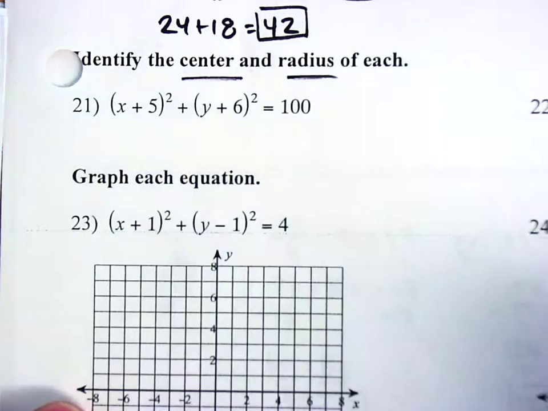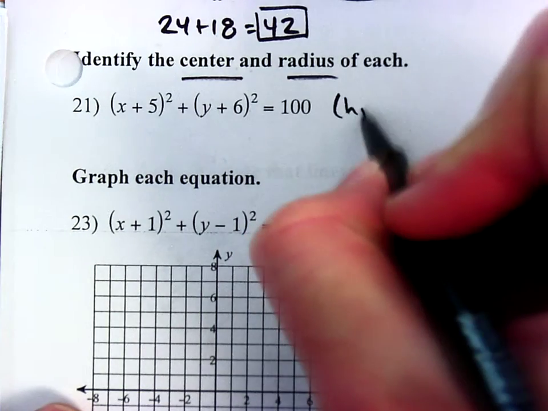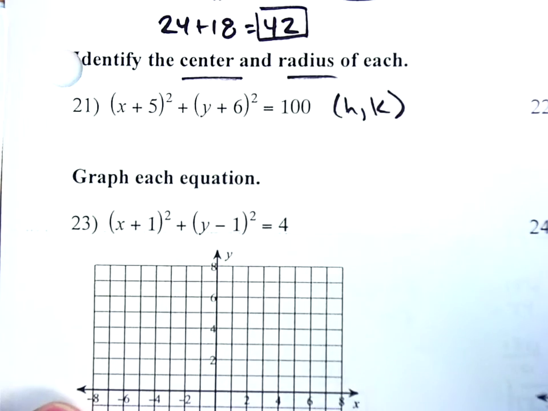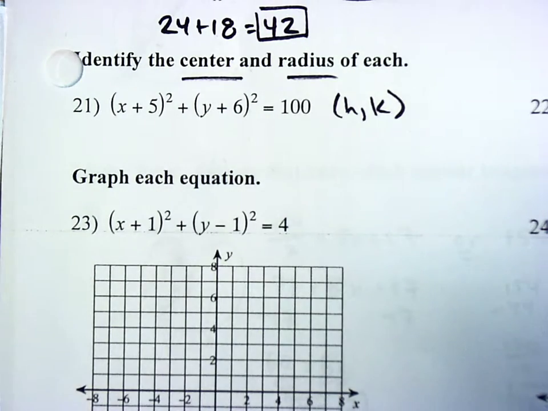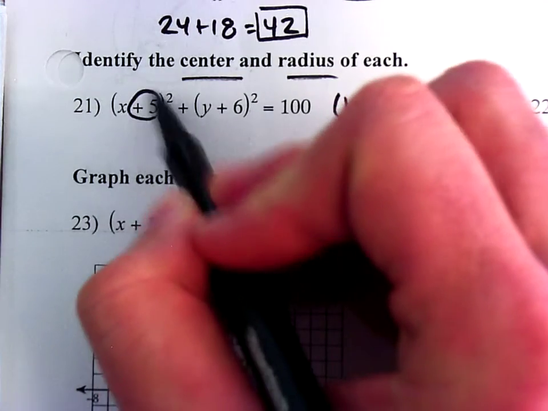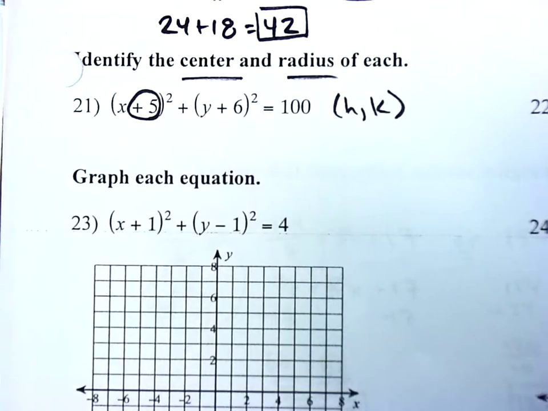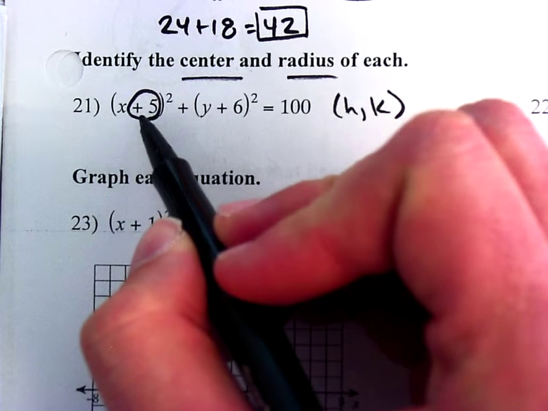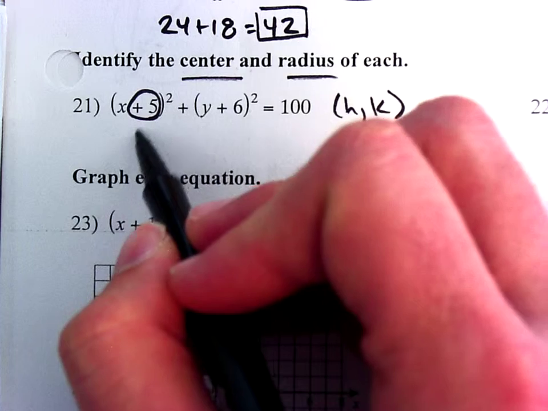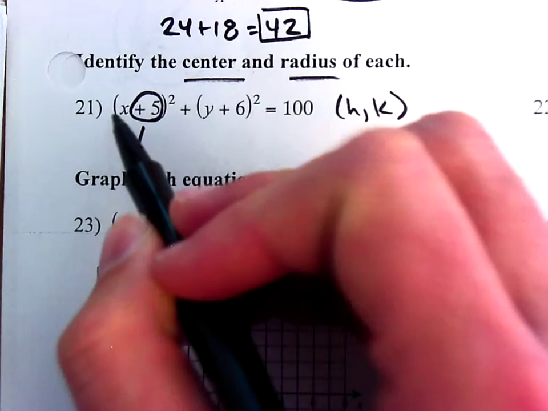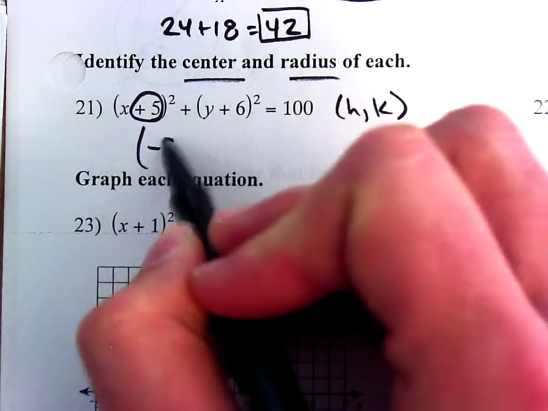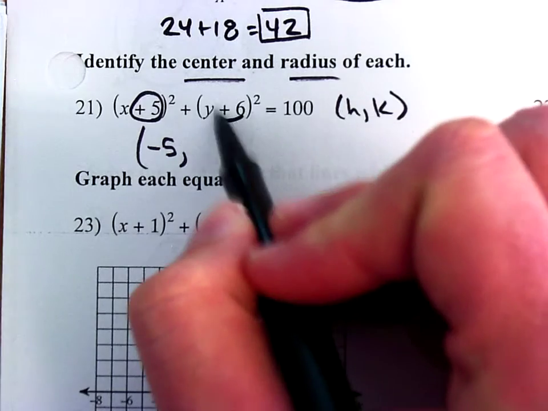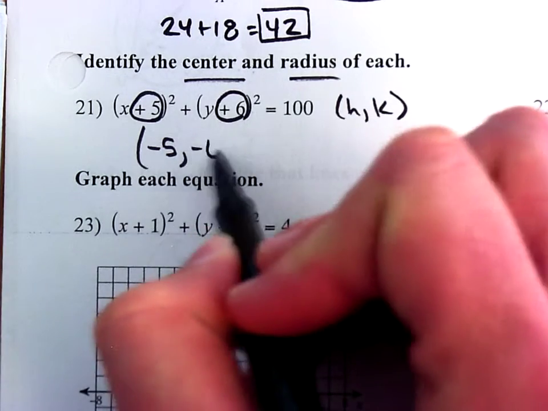So remember, our center is (h, k), right? And because of the way that the equation is for a circle, we're going to take this here in the parentheses. We're just going to take the same number, but we're going to switch the sign. So same number, switch the sign. So h is in the x spot. It goes with the x. So it's going to be -5, and then over here we have a +6. It's going to be -6.